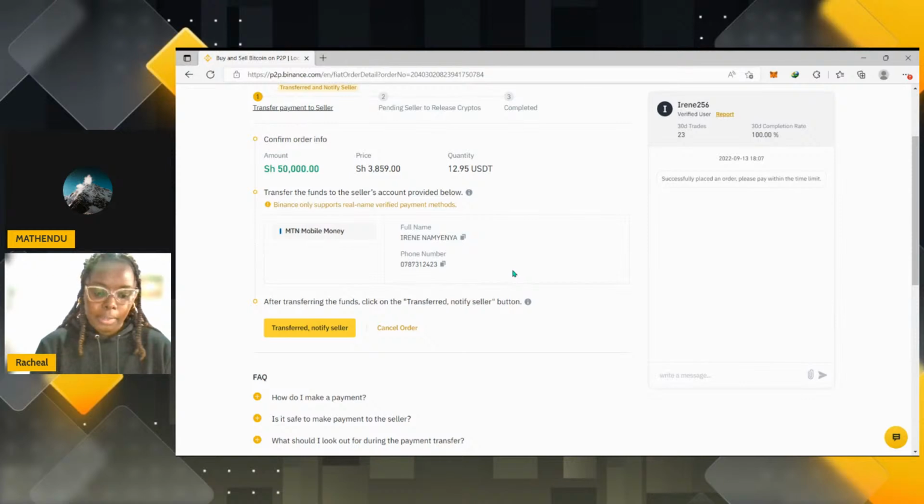So I'm making the payment, and you have to confirm the name. Sorry, the name is different. Let me put the number again. So when making the payment, make sure that the number that you're going to send the money to matches the full name that is on Binance.